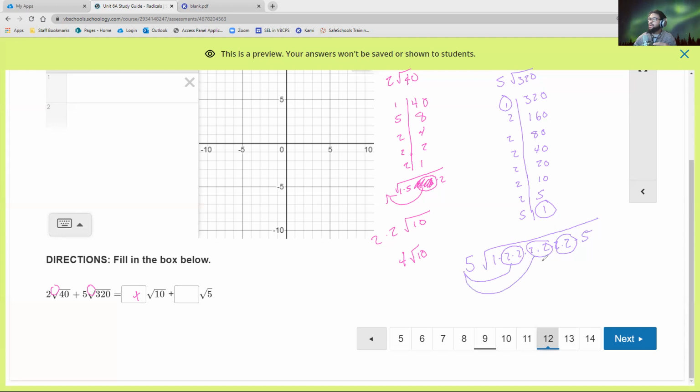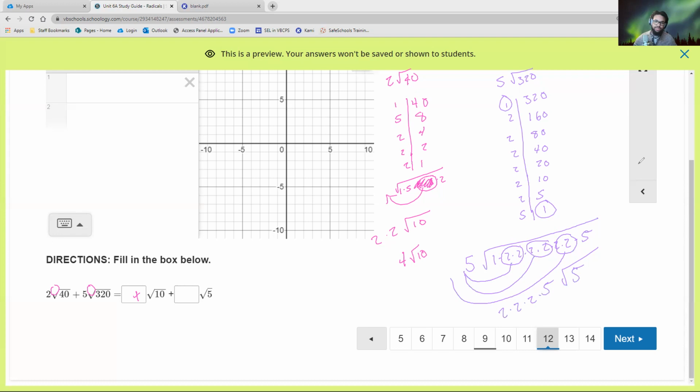There, there, and there. All right. So on the outside, what we have now is 2 times 2 times 2. And then we got to remember to keep that 5 in there. Times 5. And we still have our radical. 1 times 5 under the radical is just going to be 5.